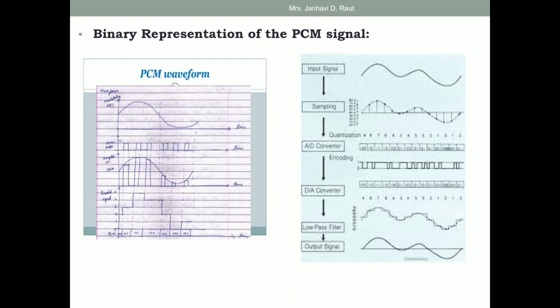This signal acts as a sampling signal for the sample and hold block. The same signal acts as a clock signal for the parallel to serial converter. The frequency fs is adjusted to satisfy the Nyquist criteria. So here is the waveform at the different points in the PCM transmitter.